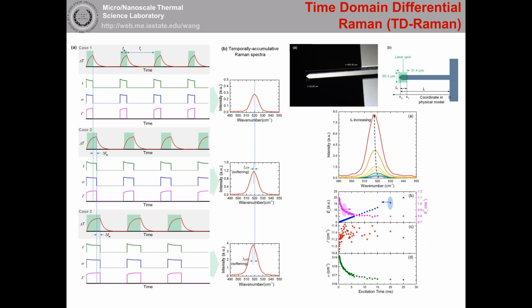The final topic I will cover is time-domain Raman. Right now, even when we get the Raman spectroscopy from B&W Tek, the laser is a CW laser. That means you measure the temperature rise, the heating effect, as a steady-state effect because everything is CW.